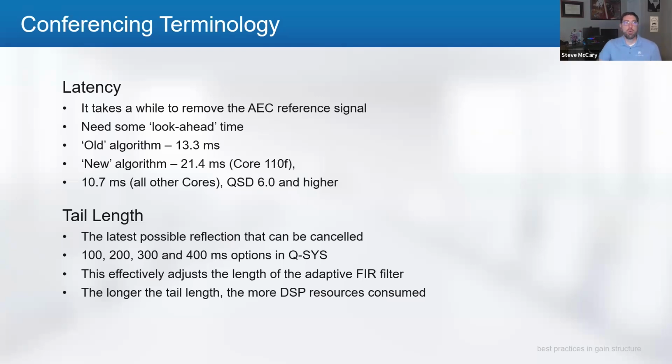We generally start at 200 milliseconds. You can turn it down to 100 or up all the way to 400. However, just know the longer the tail length, the more DSP resources you're taking. So if a core says that it will do 8 channels of AEC, that means 8 channels of AEC at 200 milliseconds. If you turn them all up to 400, then all you're going to get is 4 channels, because you are consuming twice the DSP resource by going from 200 to 400 milliseconds.